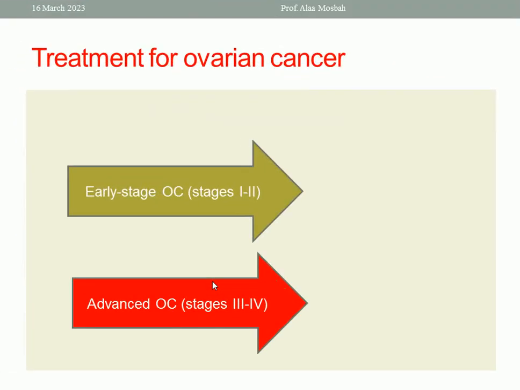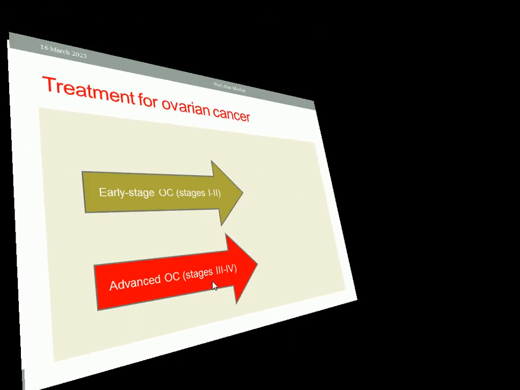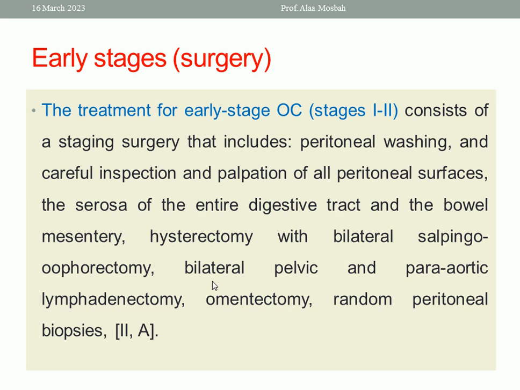Okay, let us go to the treatment of ovarian cancer, which depends on whether it is early stage, stage 1 or 2, or advanced ovarian cancer, which includes stages 3 and 4. So when we are talking about early stage, I mean 1 and 2. Late stage or advanced stage, I mean 3 or 4. Okay, let us start with early stages. What is the role of surgery?